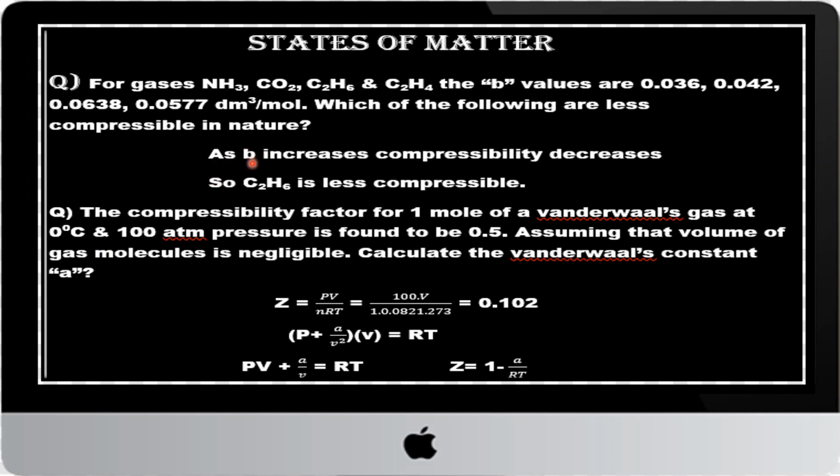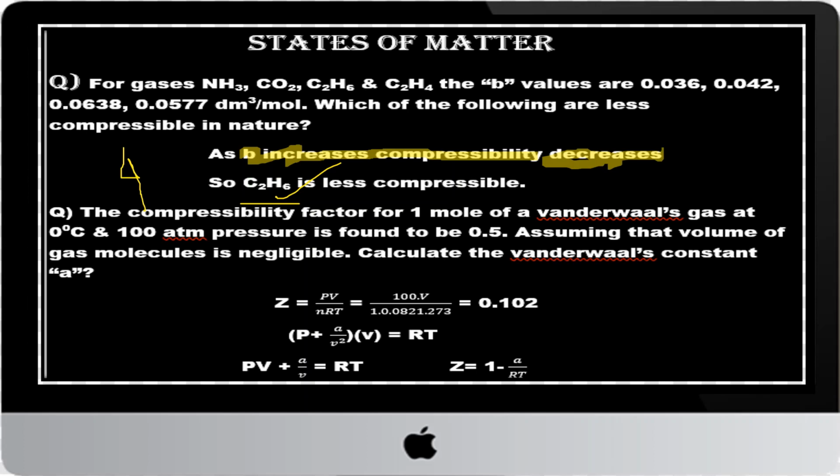Here we know the relation: as the B value increases, compressibility decreases. Using just this single line, these few words, we are going to get 4 marks in the final exam if you remember this. So finally, as B increases, compressibility decreases. The highest value of B has the least compressibility, so C2H6 is the correct answer.